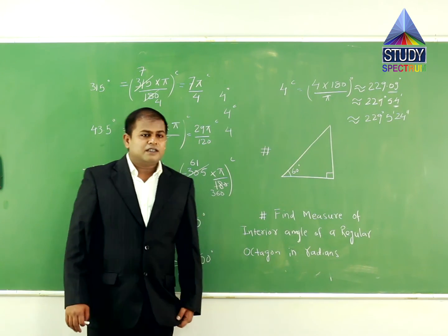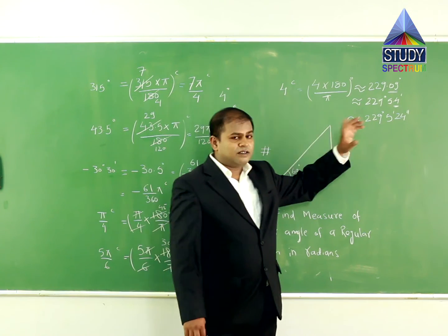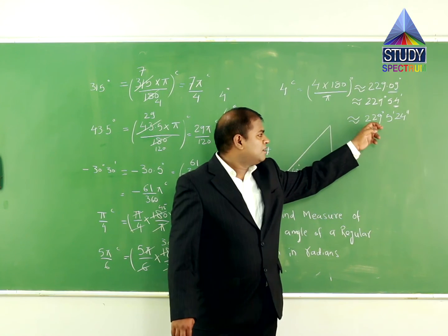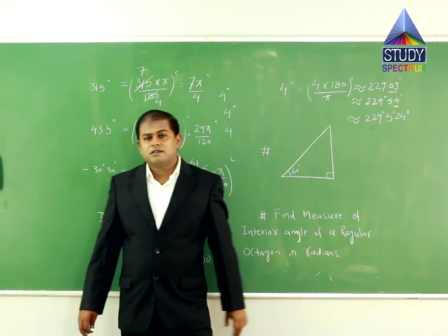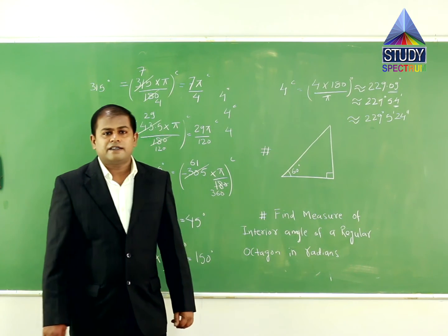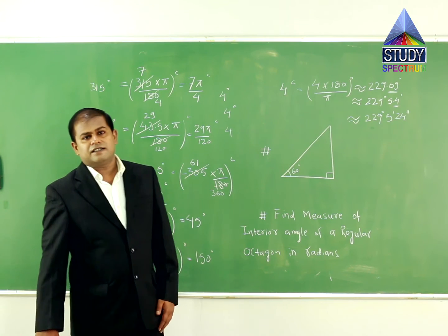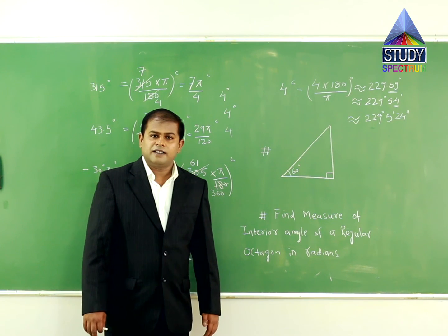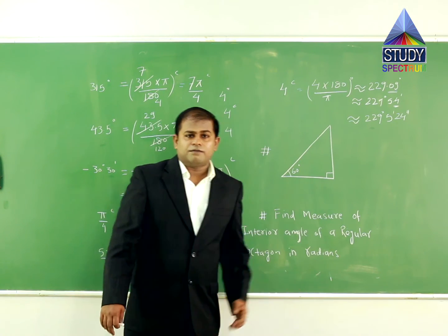So degree, minutes and seconds in 4 radians is 229 degrees. Again, approximately 229 degrees, 5 minutes and 24 seconds. Right? So this is the approximate value of 4 radians in degrees, minutes and seconds. Clear? Okay. Now, let me state a problem.